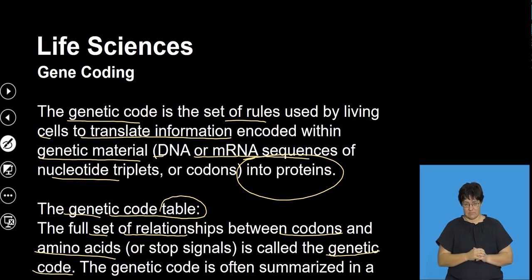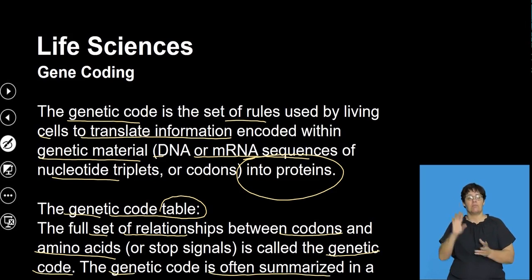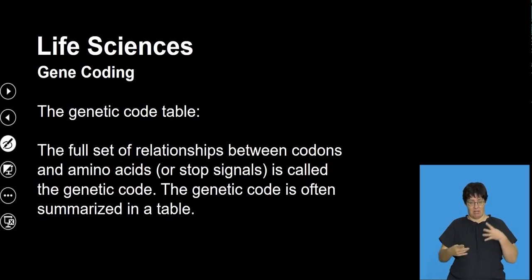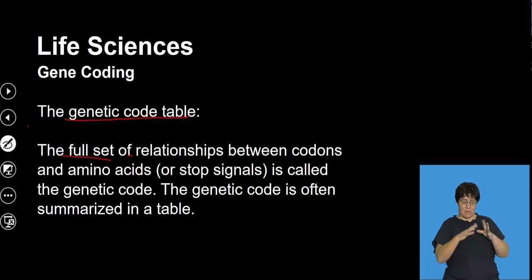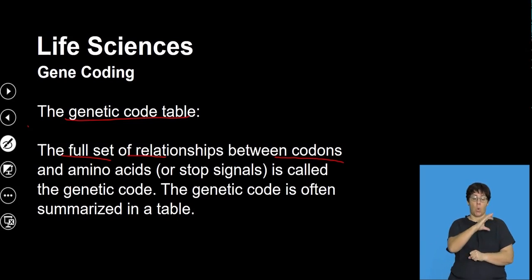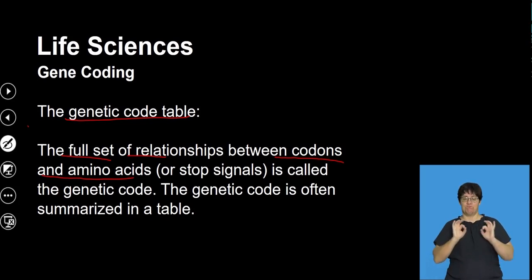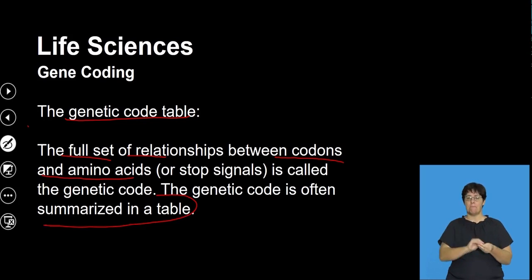And so that genetic code is often summarized in the table on the next page. I'll show you that in a little while. So the genetic code table is a full set of relationships between codons and amino acids. And this, as I mentioned, is often summarized in a table that is universally used.